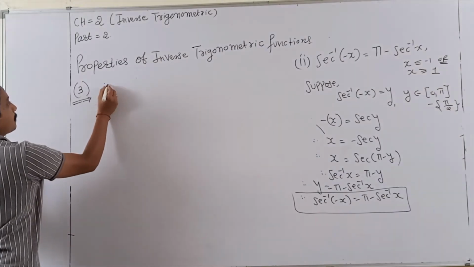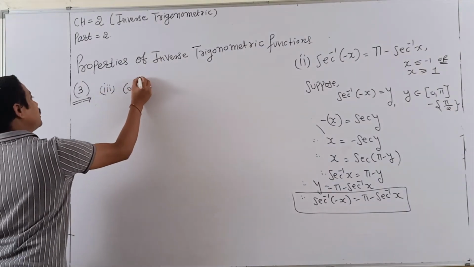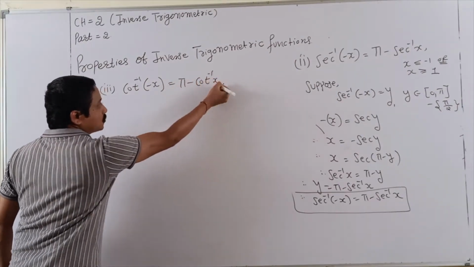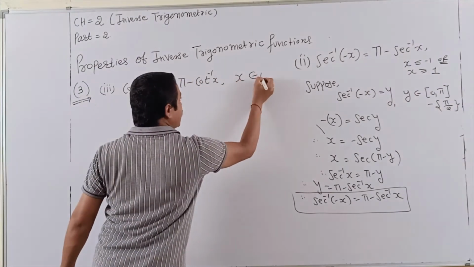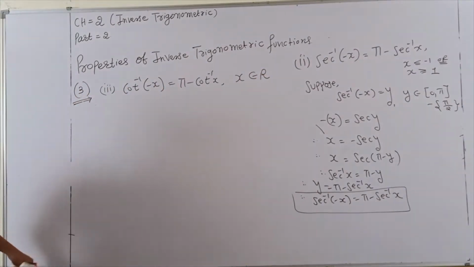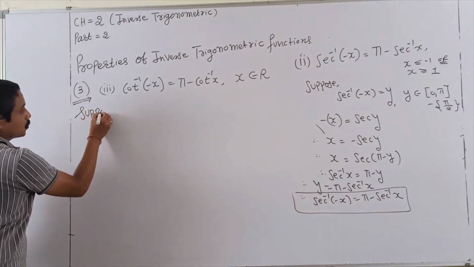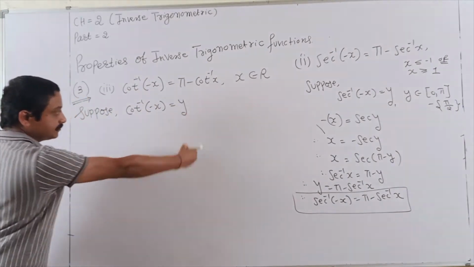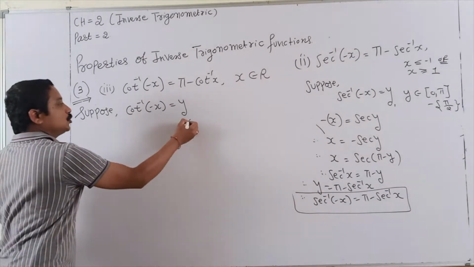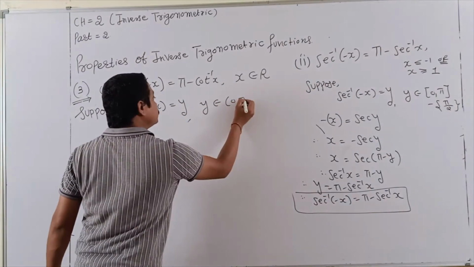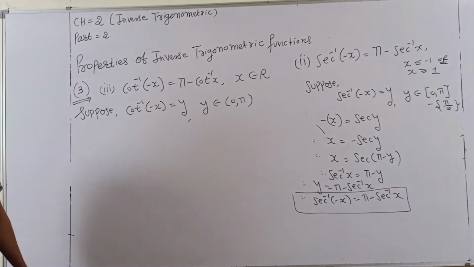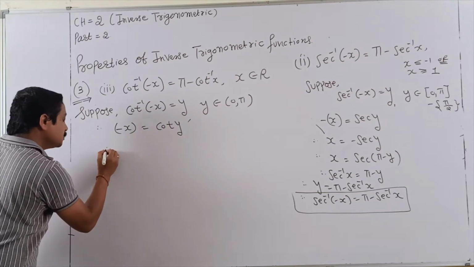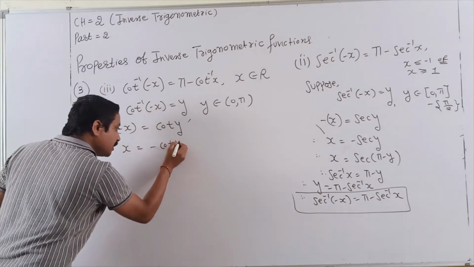Third property, cot inverse minus x is pi minus cot inverse x, for condition x belongs to R. So same solution. Suppose cot inverse minus x is equal to y. In the inverse function range, you know, it belongs to the open bracket 0 to pi. So what is the minus x? Yes, it is cot y. So x is equal to minus cot y.